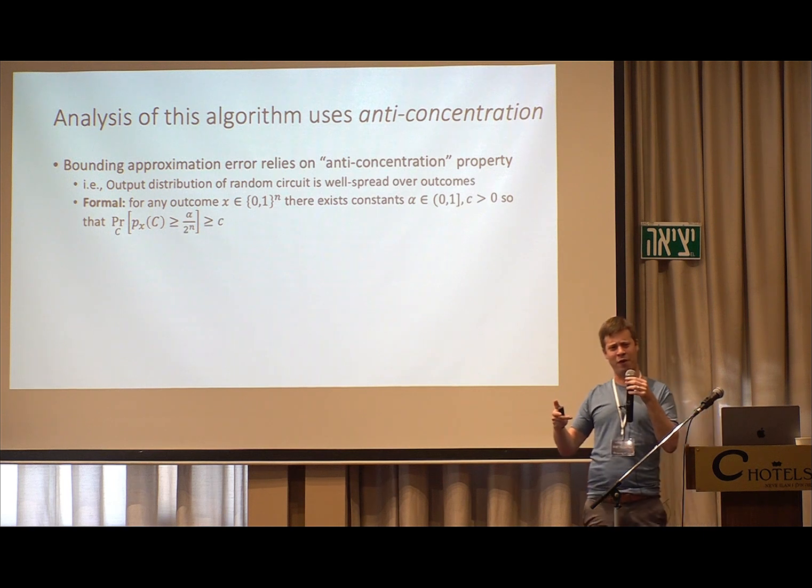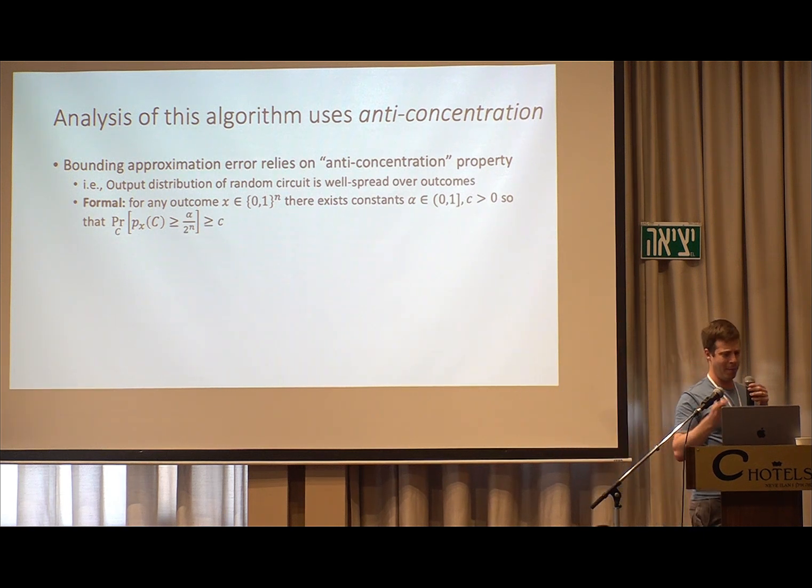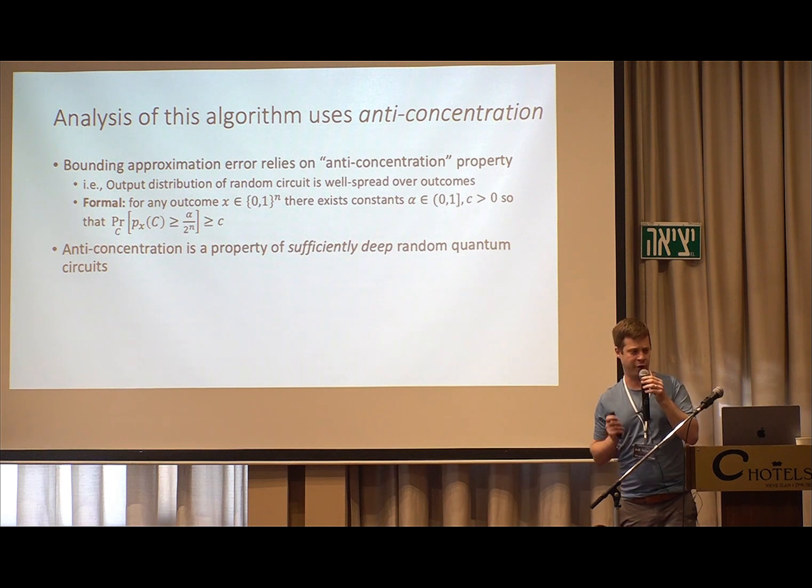It means, roughly speaking, that it's not like a lot of the mass of the distribution is supported on some very small fraction of outcomes. So it's kind of uniform-like, not necessarily the uniform distribution, but uniform-like, well spread. And we know that anti-concentration is a property of sufficiently deep random circuits.